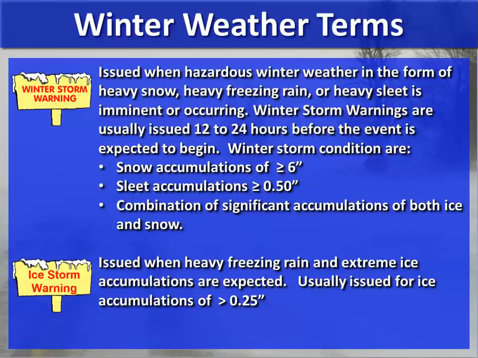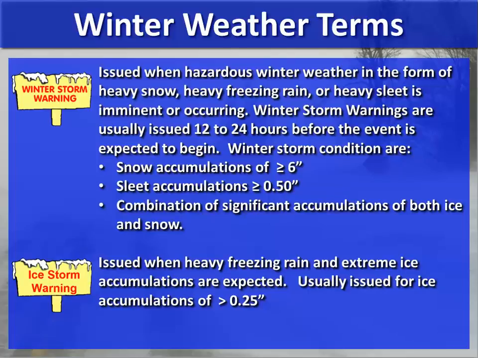Now, a winter storm warning is issued when hazardous winter weather in the form of heavy snow, heavy freezing rain, or heavy sleet is imminent or occurring. Winter storm warnings are usually issued 12 to 24 hours before the event is expected to begin. Winter storm conditions are snow accumulations at or above 6 inches, sleet accumulations at or above 1/2 an inch, or a combination of significant accumulations of both ice and snow.